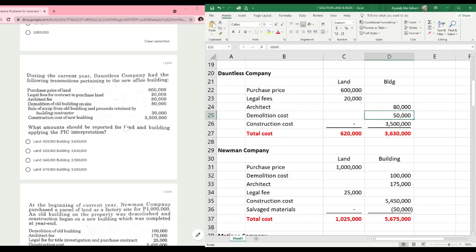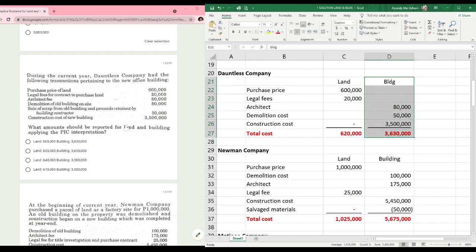Take note that under the PIC interpretation, the demolition cost of the old building on site would either be accounted for as land or accounted for as building depending on the purpose. Because if the purpose of the demolition is to prepare the land for its intended use, then you account it under the land. But if the purpose is to make room for the construction of a new building, then you account it under the building.